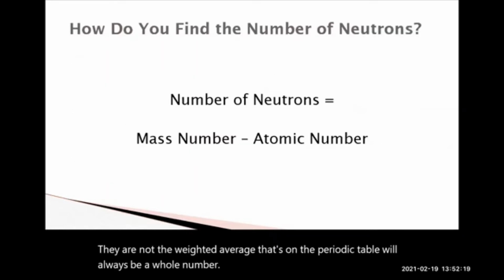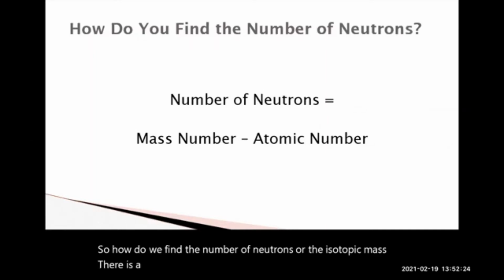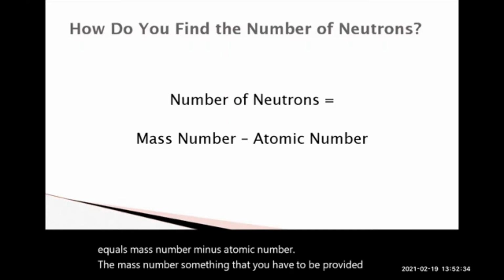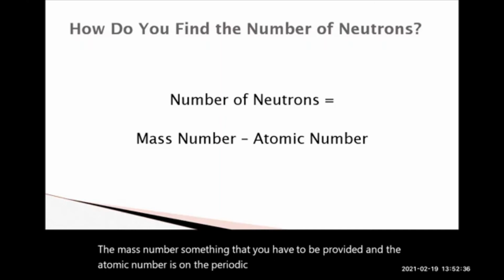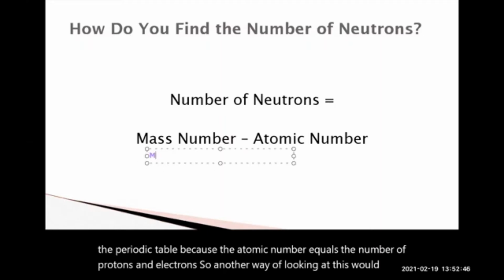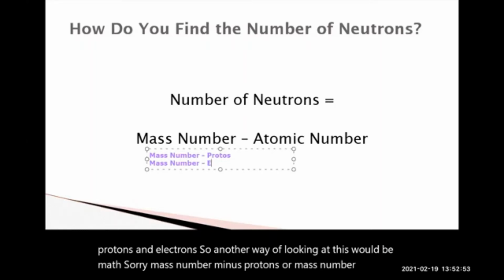So how do we find the number of neutrons or the isotopic mass? There is a formula for that. The formula is number of neutrons equals mass number minus atomic number. The mass number is something that you have to be provided, and the atomic number is on the periodic table. This is what you look up, because the atomic number equals the number of protons and electrons. So another way of looking at this would be mass number minus protons, or mass number minus electrons.